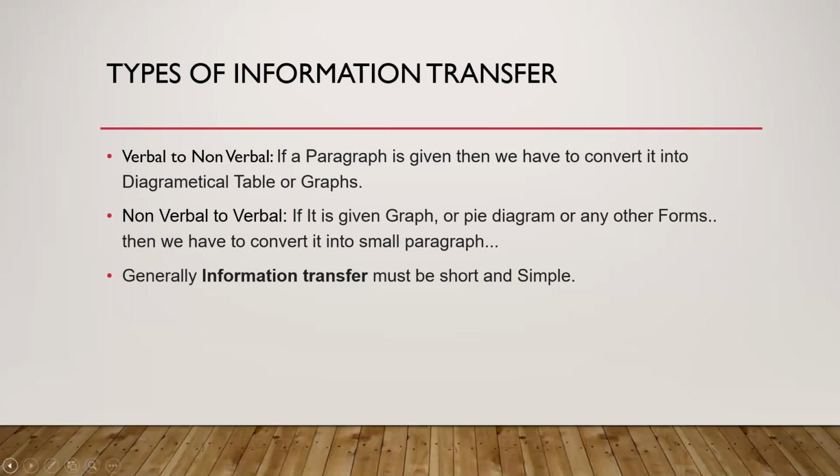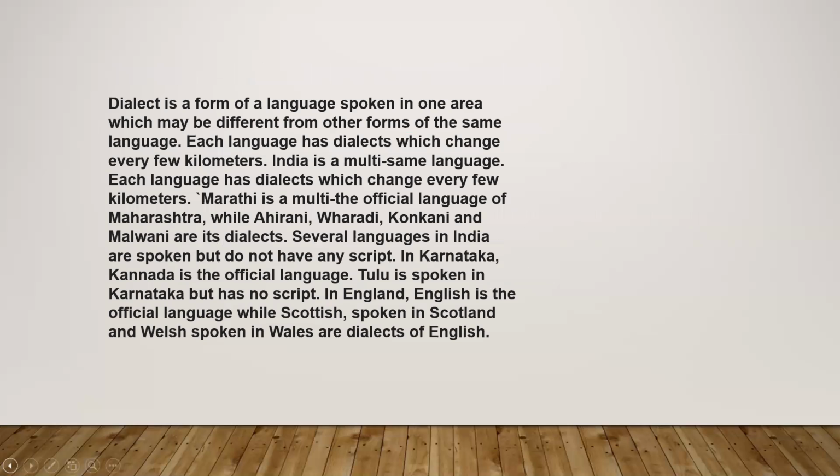So let us see the examples. First example is verbal to non-verbal and the other one is non-verbal to verbal. So, first example: dialect is a form of a language spoken in one area which may be different from other forms of the same language. Each language has dialects which change every few kilometers.